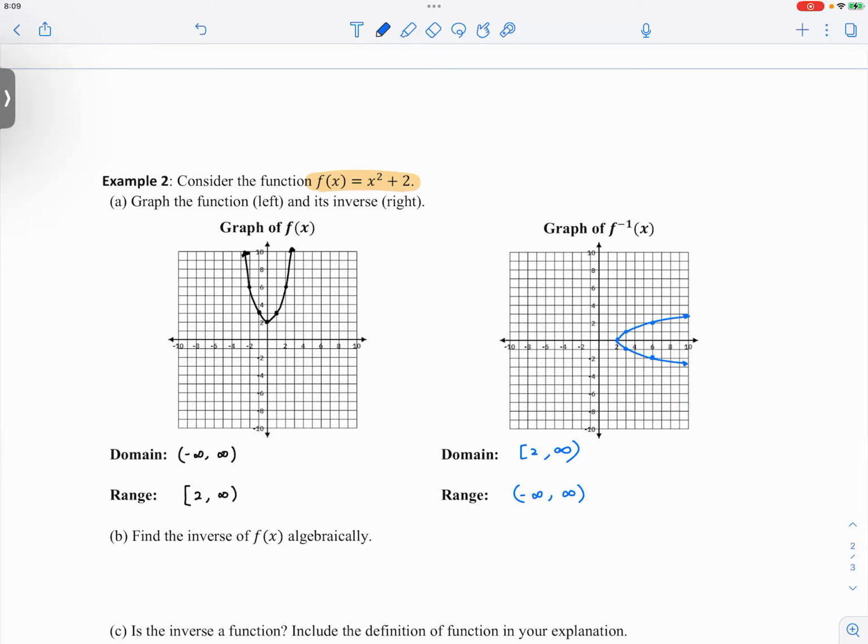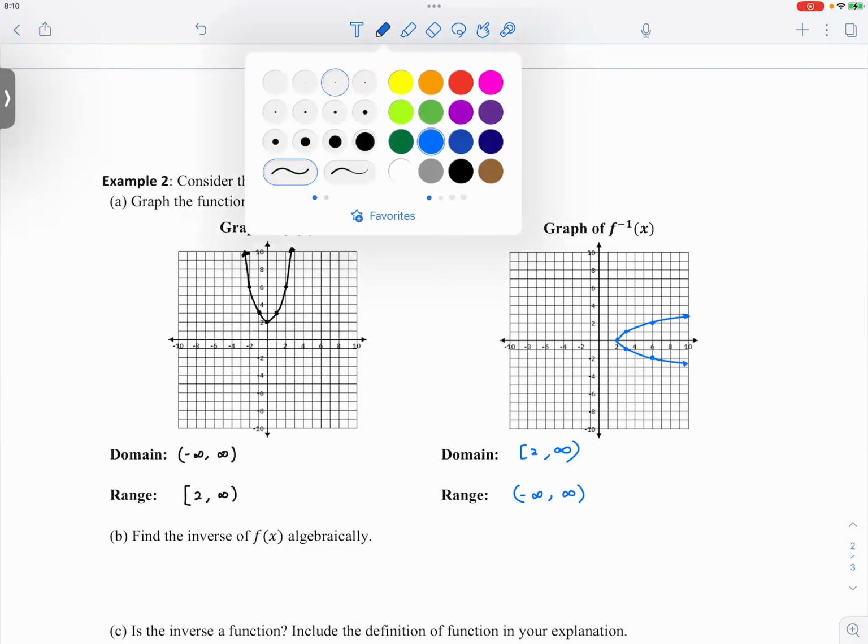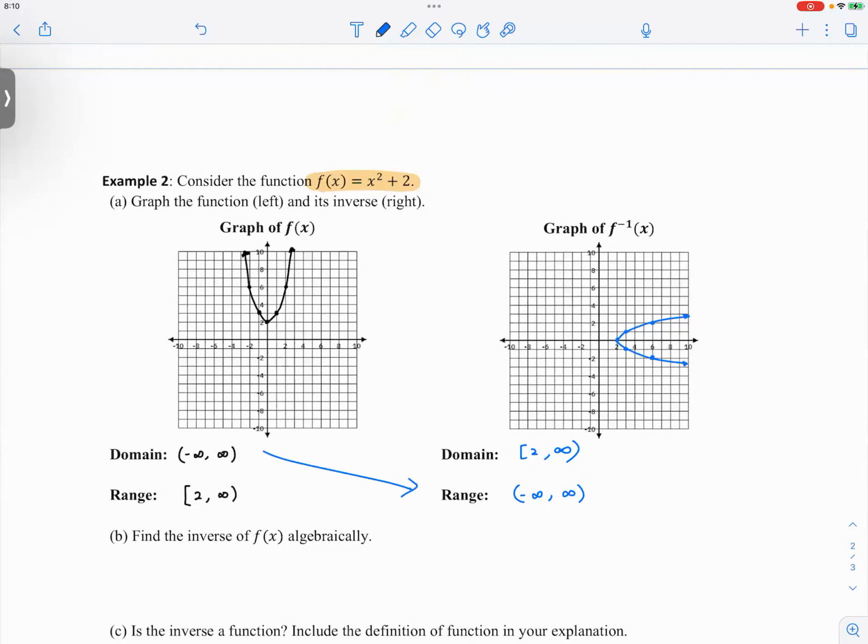Now, what can you observe right here? Yeah, the values are switched. Of course, right? We switch the x and y values. So what do you expect with the domain and range? Well, the domain becomes the new range. The old range becomes the new domain, of course, because you switch the x and y. So duh, right? That should make common sense.